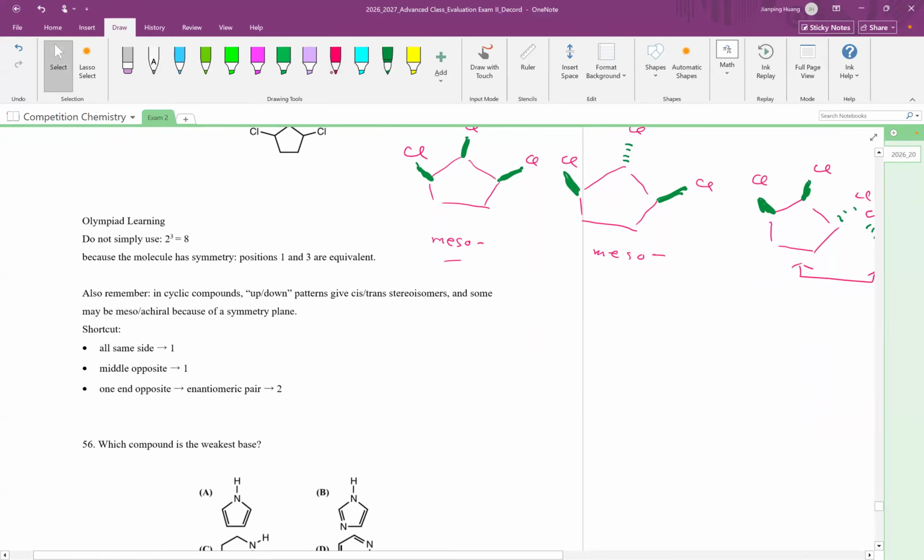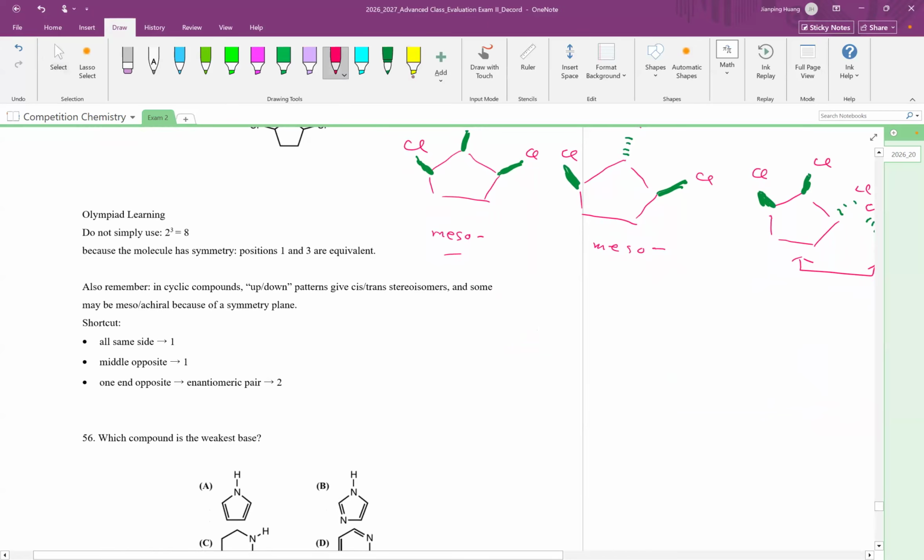Right. Remember, you do not use this one to do the calculation, okay? Because they may have a meso compound in the molecule. They may have a symmetry, right? Remember, this 4. This compound compared to previous years is very unique.